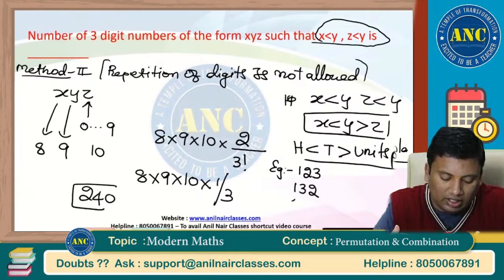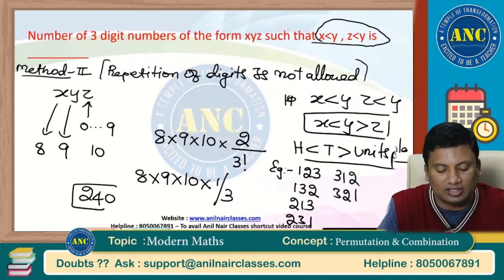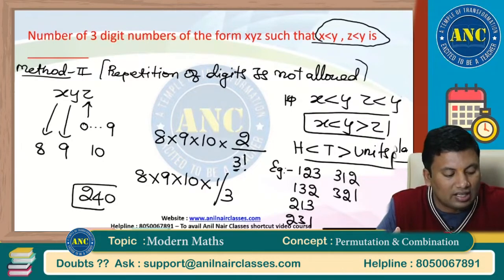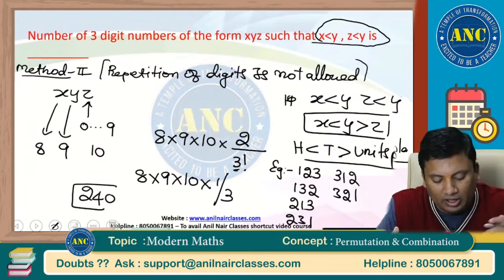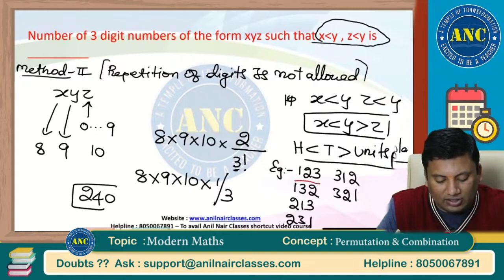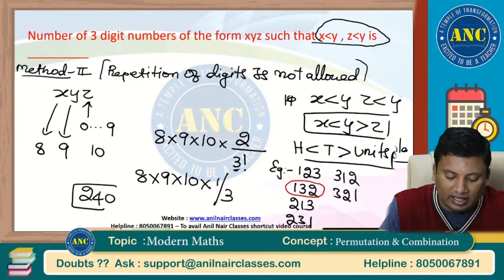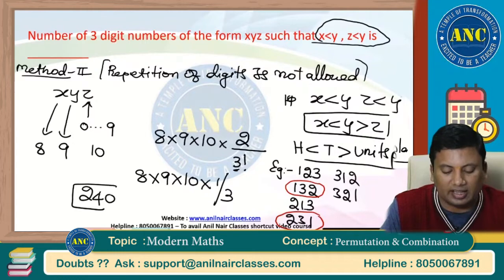1, 3, 2, 2, 1, 3, 2, 3, 1, 3, 1, 2, 3, 2, 1. Three numbers can be arranged among themselves in 3 factorial. That is the reason for 3 factorial here. Now see here, hundreds less than tens place, tens place greater than hundreds place. Hundreds is less than tens place, it is greater than units place.